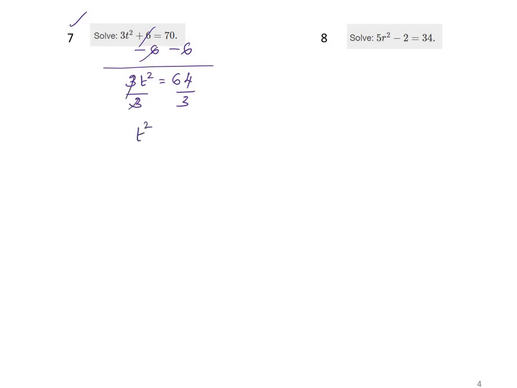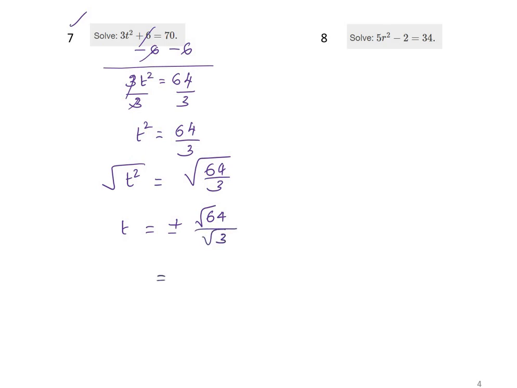We end up with t squared is equal to 64 over 3. So it's a square, so take the square root of t squared, equal to the square root of 64 over 3. So t equals plus or minus square root of 64 over square root of 3. We can write it that way.